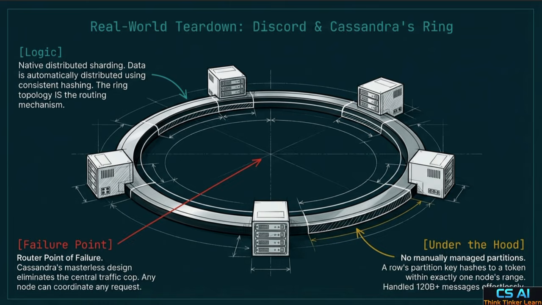The primary failure point it addresses is the router's point of failure. Cassandra's masterless design eliminates the central traffic cop. Any node can coordinate any request, enhancing fault tolerance and scalability by removing the single point of failure.